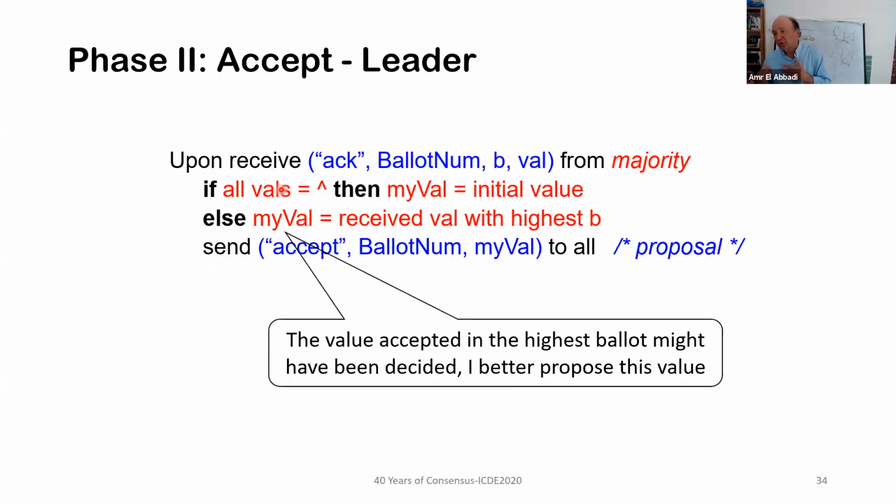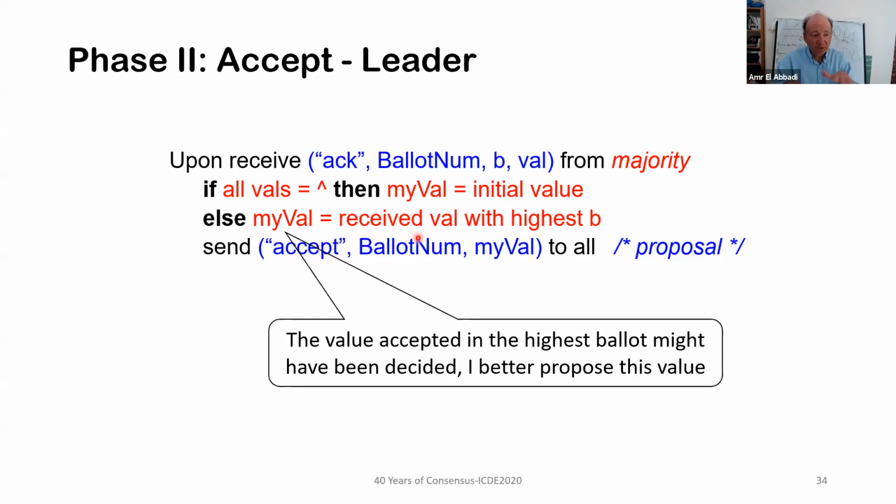So the leader now, let's switch back to the leader. The leader waits to hear back from a majority. If it hears back from a majority, and if all the values are null, if all of them were bottom or null, then I just adopt my value. Nobody was competing with me, which should be the normal case. However, if some of the other processes send accept val, which had a value, then I take the one with the highest ballot number. And now I know that it has been replicated on a majority.